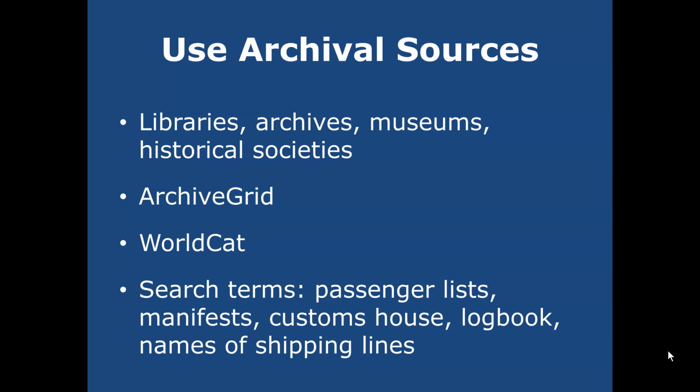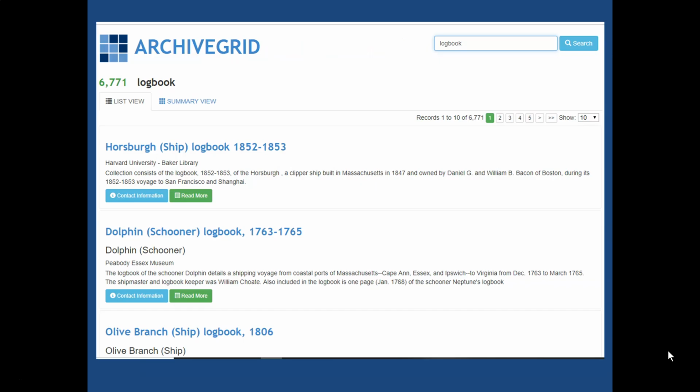WorldCat is another free resource. It includes different library holdings for all over the U.S. as well as some foreign locations. That's another great free website that you can use to look for archival collections of passenger lists. Here's ArchiveGrid, and what I did is I searched for logbook, and you can see different ships listed here. I got over 6,000 different hits with that term in it, and you can see some early lists here.